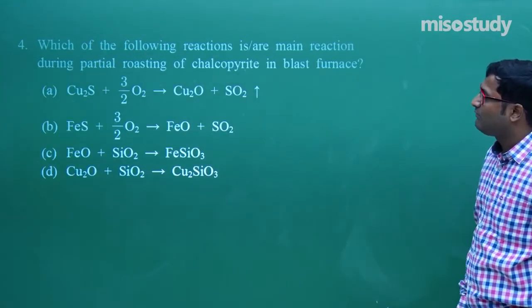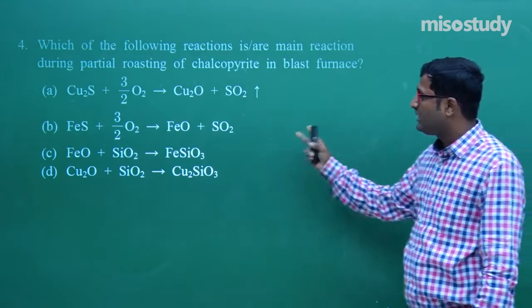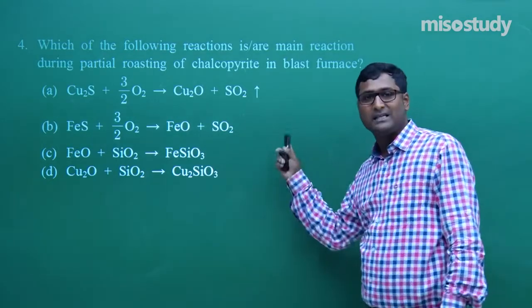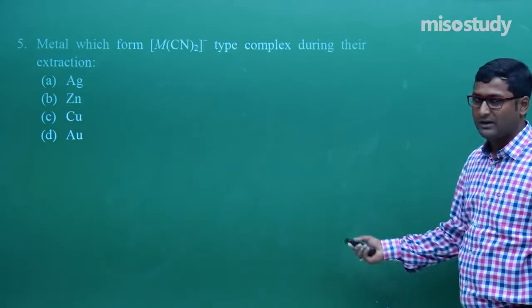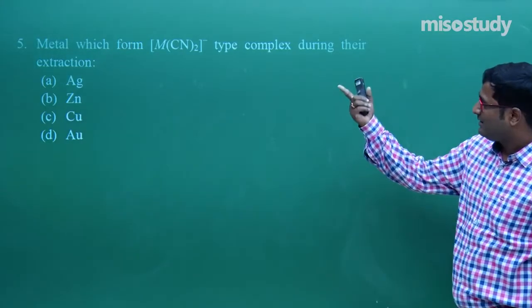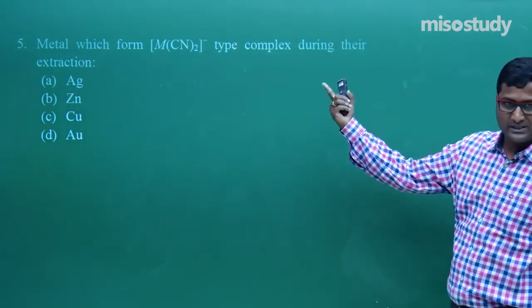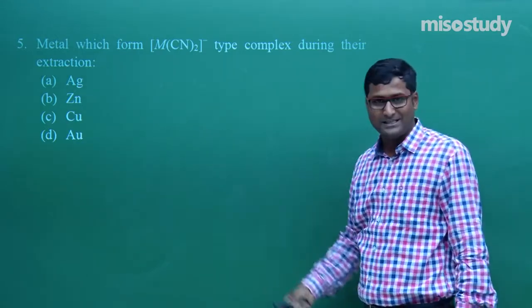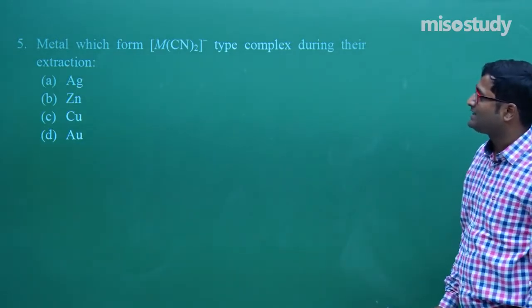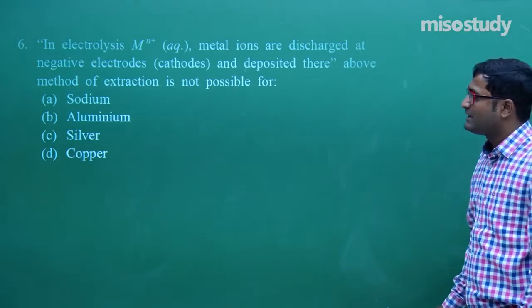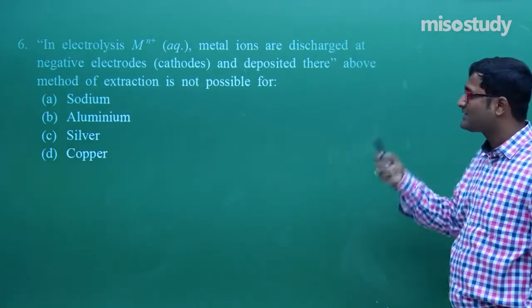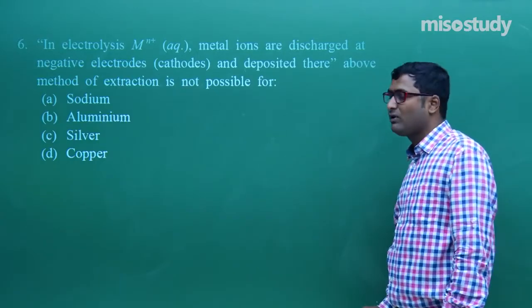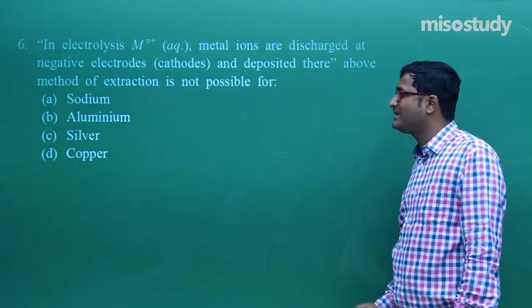Now for question number 4, as we know, there are 2 reactions suitable here, that is B and C. This is a multiple choice type question. For question number 5, there is a quick revision. That is the complex which forms a CN complex, the leaching process, that is Ag and Au. A and D is the correct option. For question number 6, this question is one of the best questions. In the aqueous solution, I have given the detailed solution, sodium and aluminum. For question number 6, A and B is the correct option.